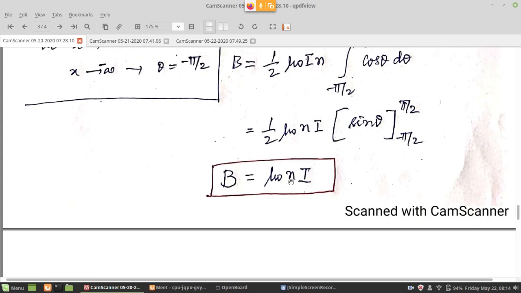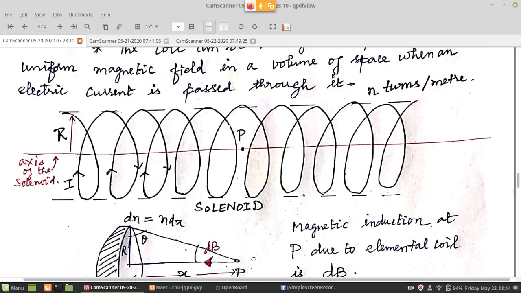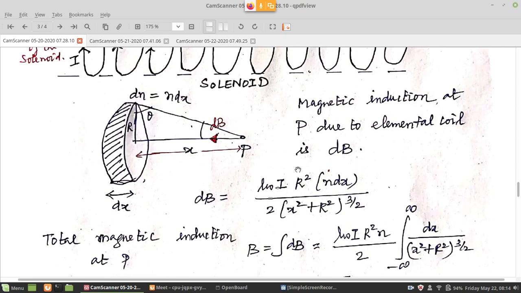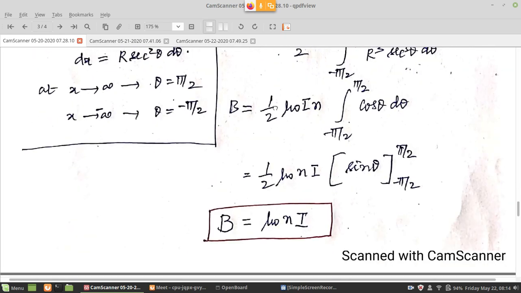It is just mu naught n i. So n is the number of turns per meter. That is why I am trying to use capital N and small n. For number of turns generally we use only capital N, but here we are using small n. Small n is the number of turns per meter, because the solenoid is very long, it can be several meters. It is like a number density, number of turns per unit length. So that comes out in the final formula.